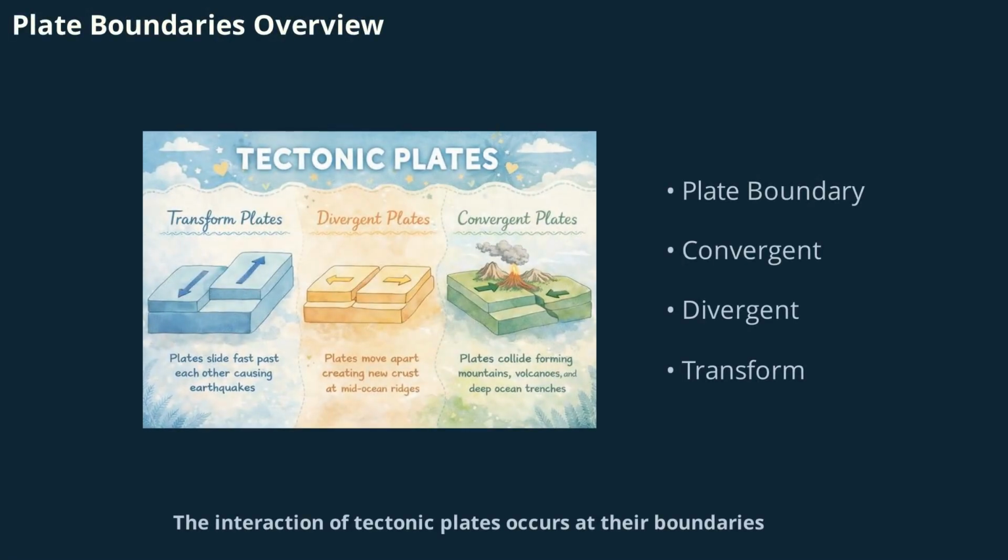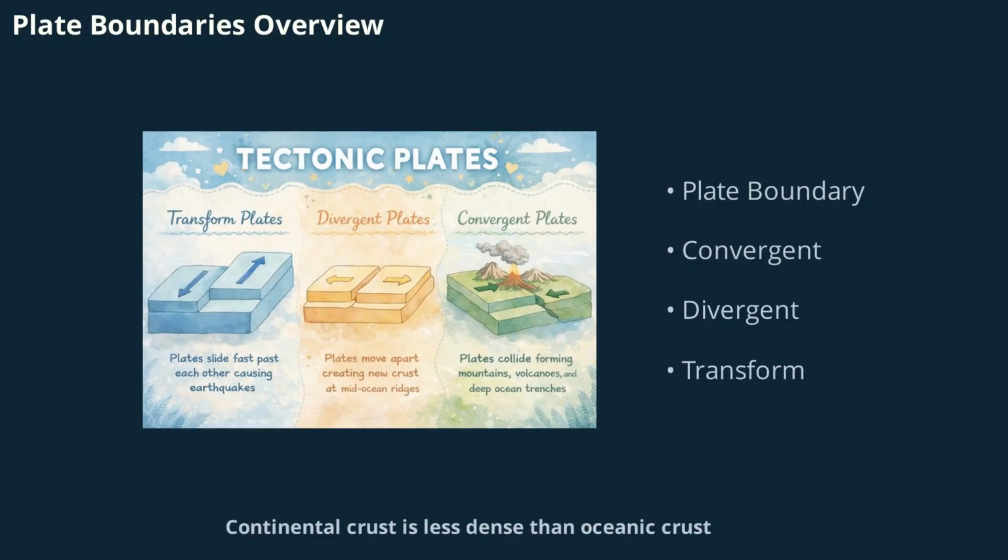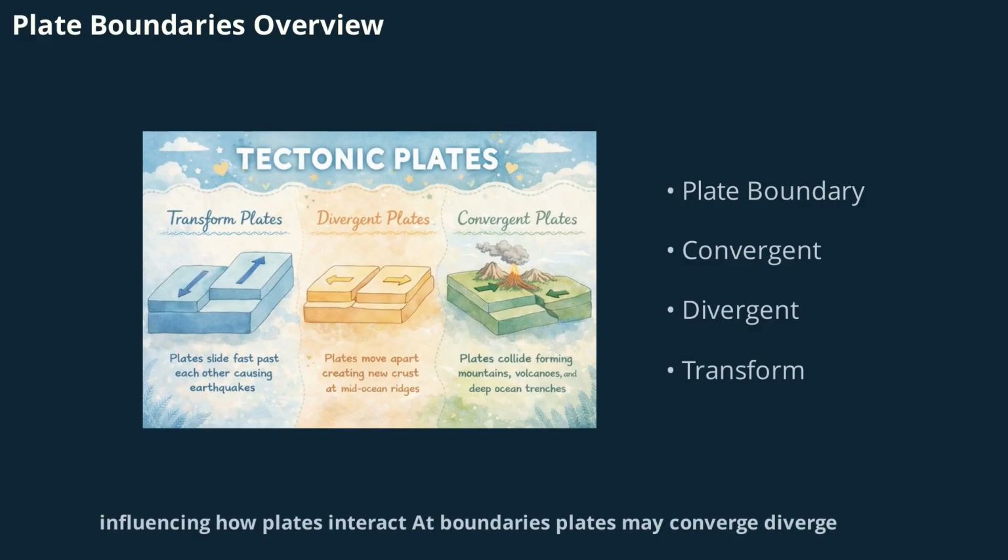Interaction of tectonic plates occurs at their boundaries, which can be classified as convergent, divergent, or transform. The type of boundary depends on whether the crust is oceanic or continental. Continental crust is less dense than oceanic crust, influencing how plates interact. At boundaries, plates may converge, diverge, or slide past each other, each process leading to distinct geological phenomena.